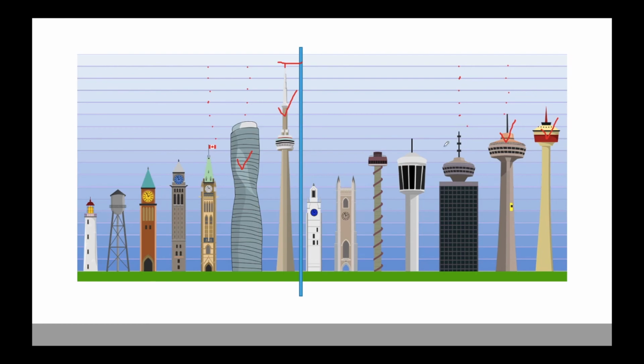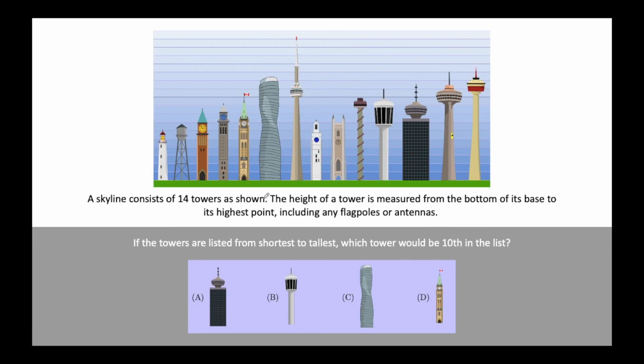And so that means the black tower is our 5th tallest tower, which is our 10th shortest tower, which is exactly what we're looking for. We're looking for from shortest to tallest, what is the 10th tower? And so we know that the black tower is the 10th shortest tower, the 5th tallest. So we can confidently say that answer A is the correct answer to this problem.